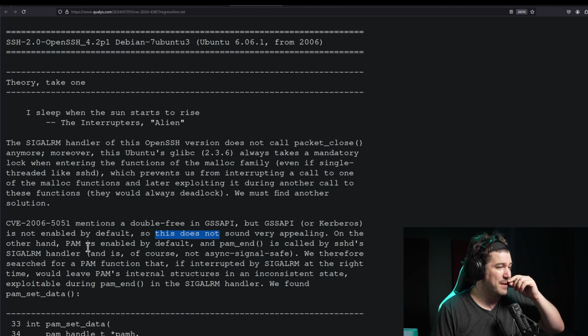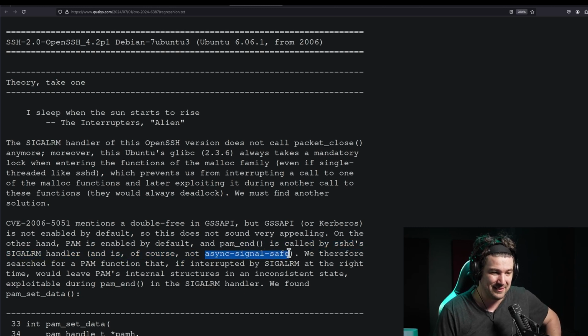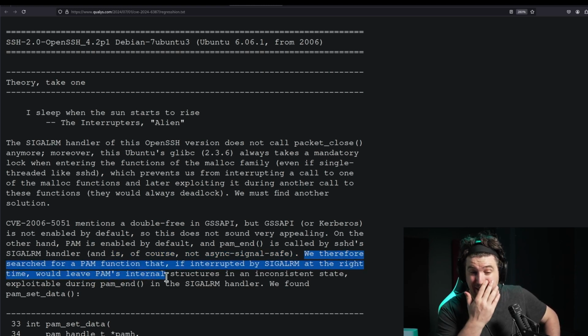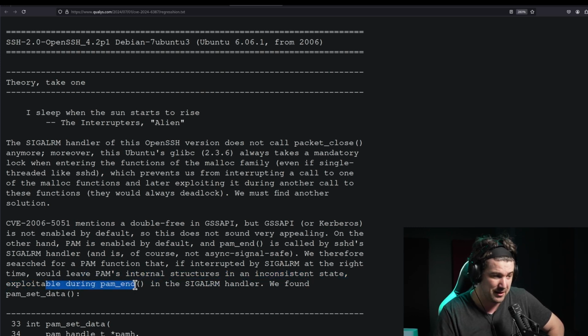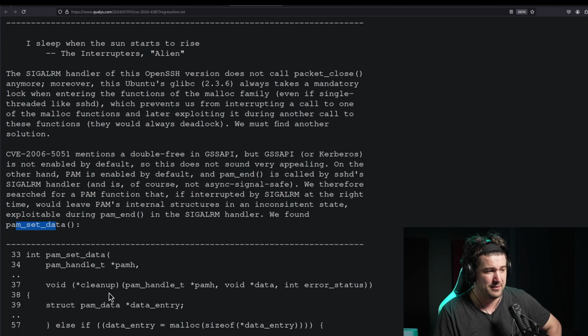On the other hand, PAM is enabled by default, and PAM end is called by SSHD sigterm handler and is, of course, not, this comes up again, async signal safe. I wonder if there's an async signal safer version. We therefore search for a PAM function that, if interrupted by sigterm at the right time, would leave PAM's internal structures in an inconsistent state. This is amazingly diligent work. Exploitable during PAM end. In the sigterm handler, we found PAM set data.